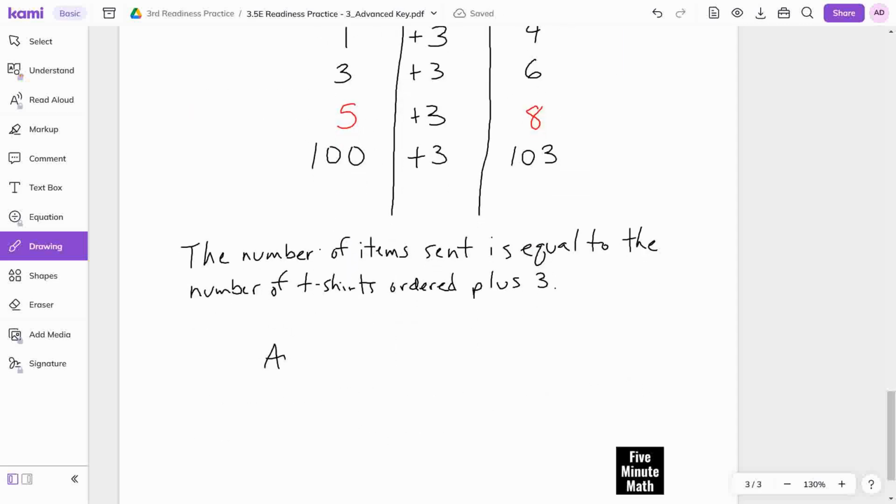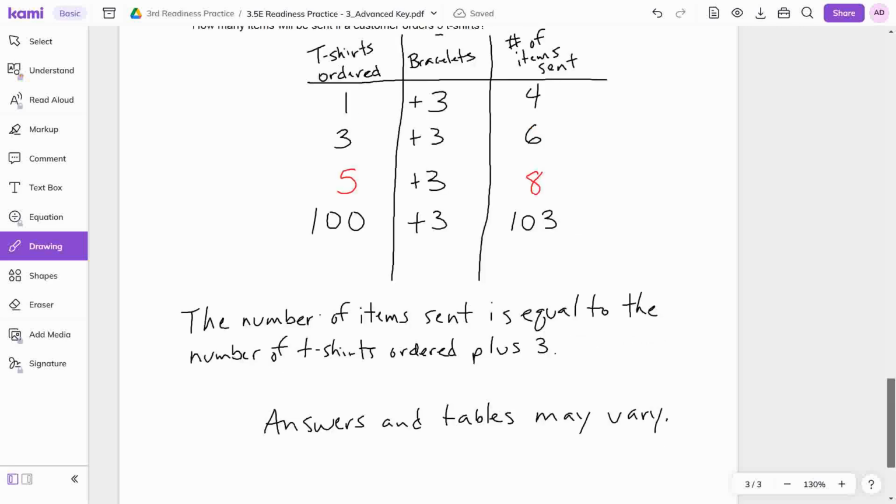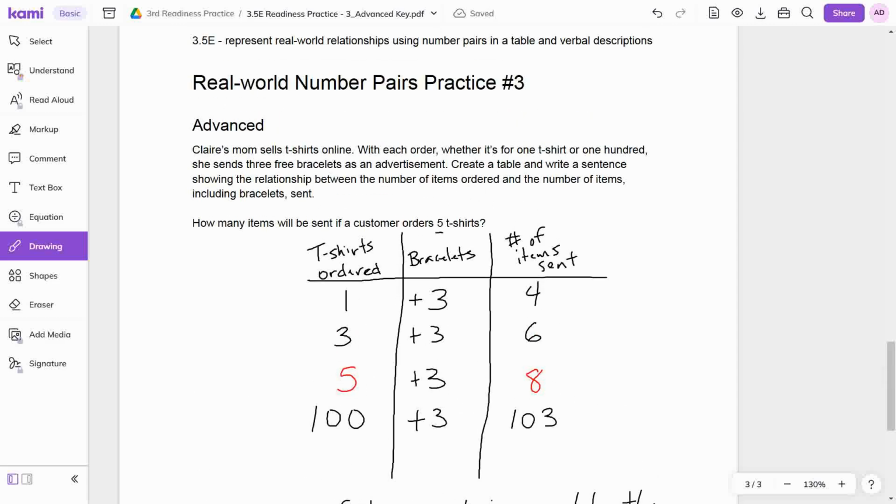So your answer might be different than mine, and your table might be different than mine, but we do need to include what happens when you get 5 t-shirts ordered. We need to have that answer of 8. But other than that, your answers and your tables may be different, and that's fine as long as it follows the same pattern.